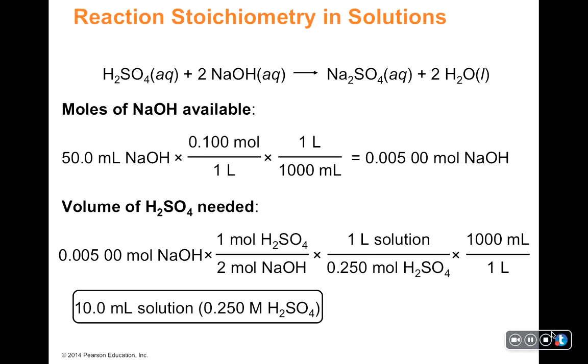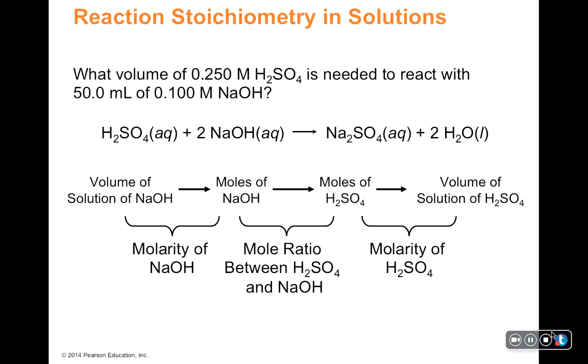If we have 0.005 moles of sodium hydroxide, we're going to use the mole ratio. That's the next thing down below. We know that 1 mole of sulfuric acid will react with 2 moles of sodium hydroxide. So we arrange that conversion factor for the moles of sodium hydroxide to cancel. And we know that we have a concentration of sulfuric acid of 0.25 molar. And we know that because that's what they gave us.